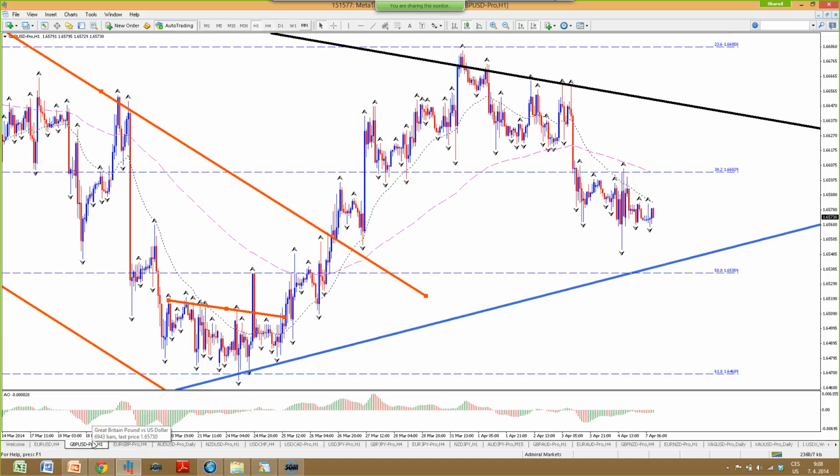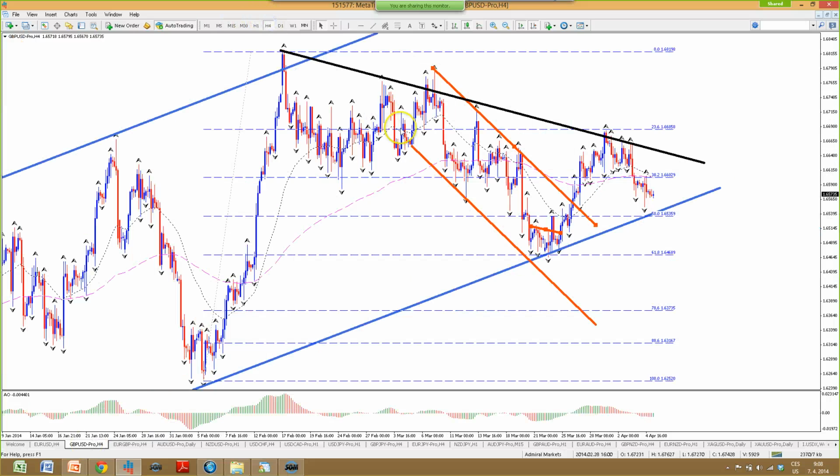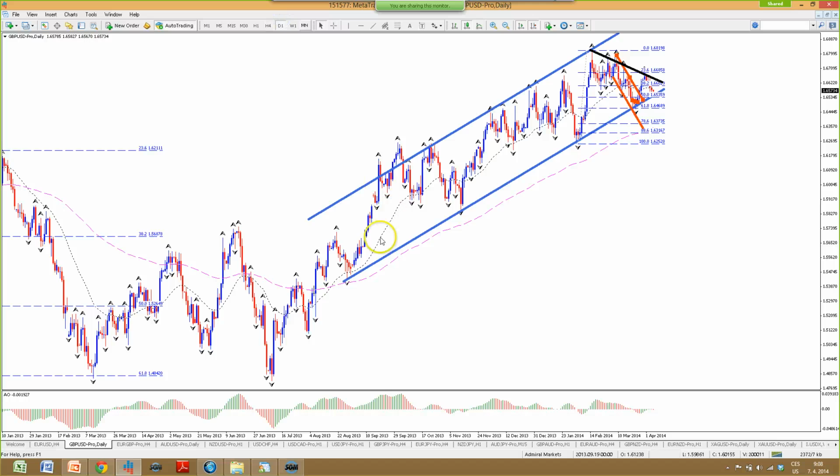Pound dollar basically has a similar structure, roughly speaking. I mean, in the sense that price had a very strong upside. Here is also an uptrend channel. Let me show you on the daily chart. This is the uptrend channel on the daily. Connecting the bottoms, we see a clear uptrend channel on the daily chart with the blue lines.